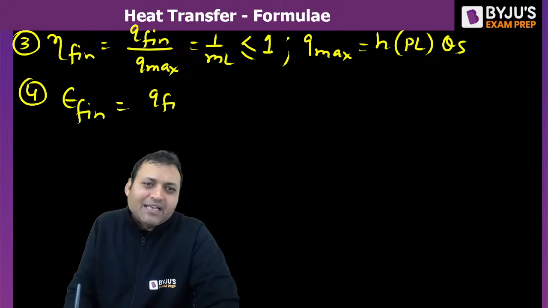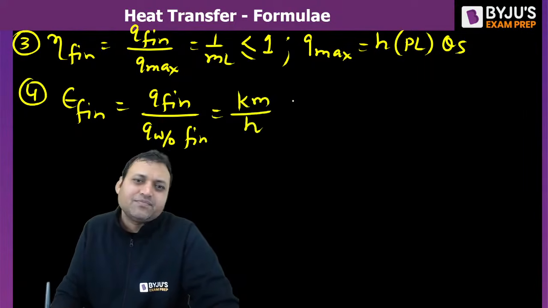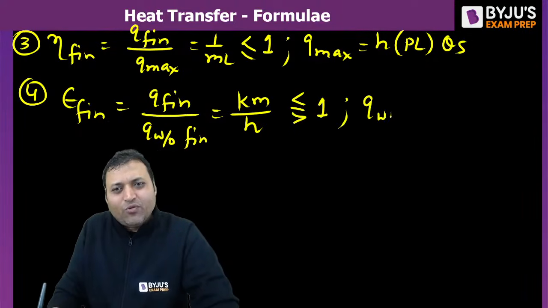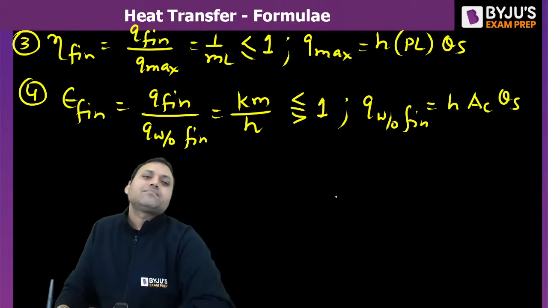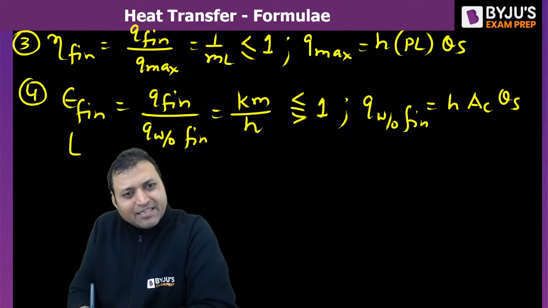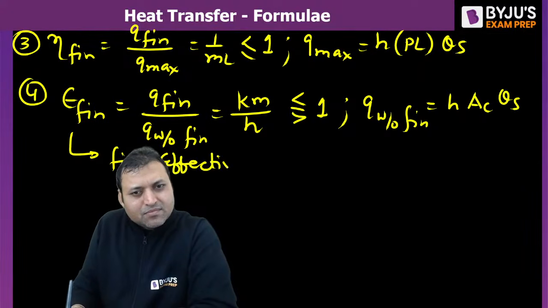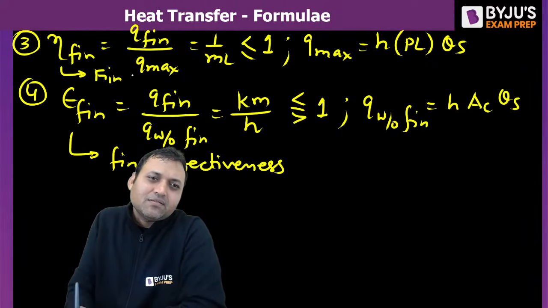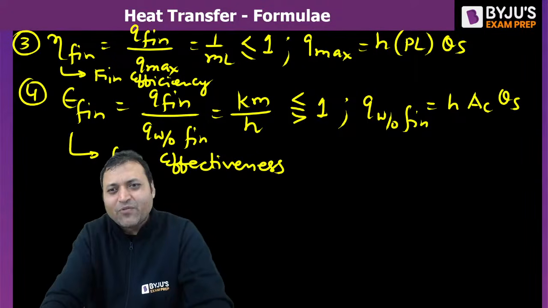Then fin effectiveness. Effectiveness of the fin is Q fin divided by Q without fin. What is the formula? It is km by h. It can be less than, equal to, or greater than 1. And Q without fin is equal to h A_c theta s. So that will be given by km by h. This is called fin effectiveness. This is called fin efficiency. These are the formulas for very long fin.